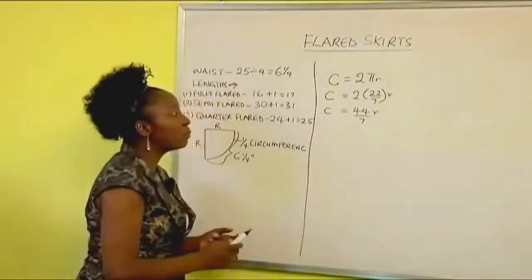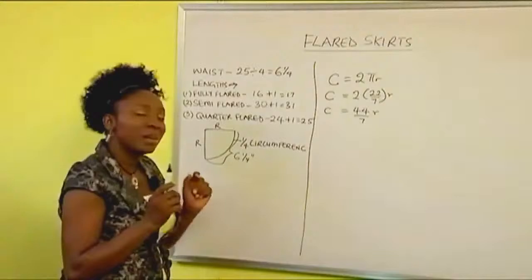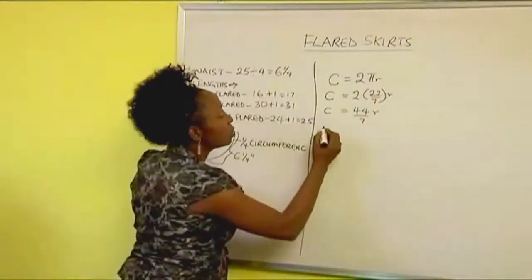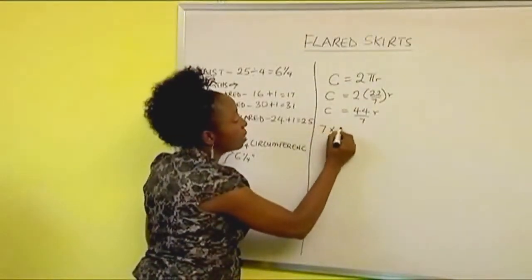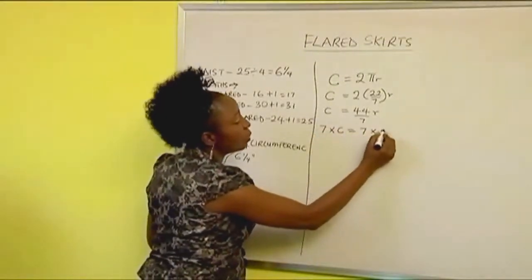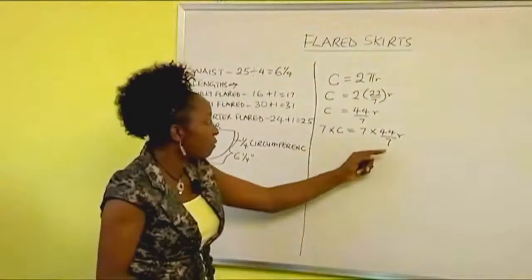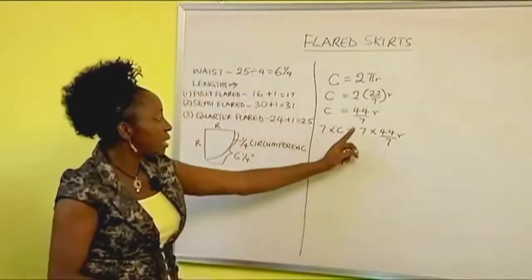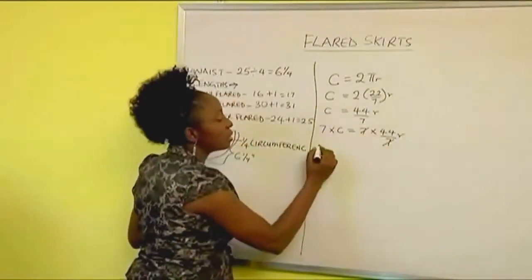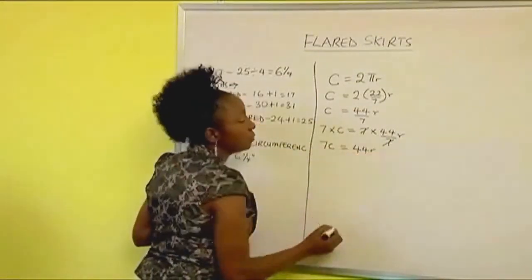Now, after I've done this, I'm going to multiply both sides by 7, because I'm trying to see how I'm going to make r the subject of the formula. So I'll take my 7 and multiply it by C. I multiply C with 7, and that will give me 7 times 44/7 r. In mathematics, once you have this, you know 7 will cross 7 out, so you cross those out. So when you cross that out, what you're left with is 7C equals 44r.